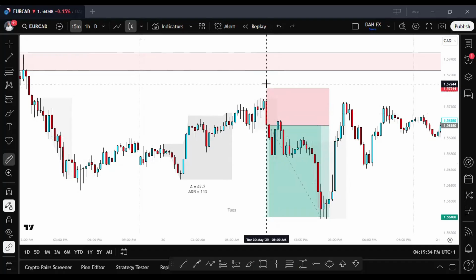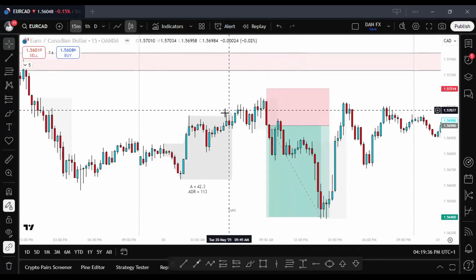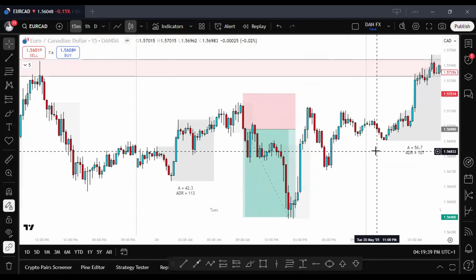Count 2 hours. Are you in profit after 2 hours? Yes, you're in profit after 2 hours. You stay with the trade. Trade hits your take profit.